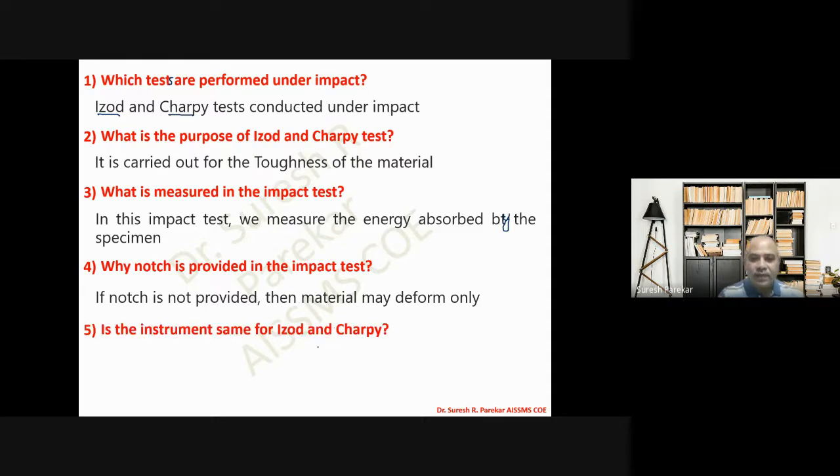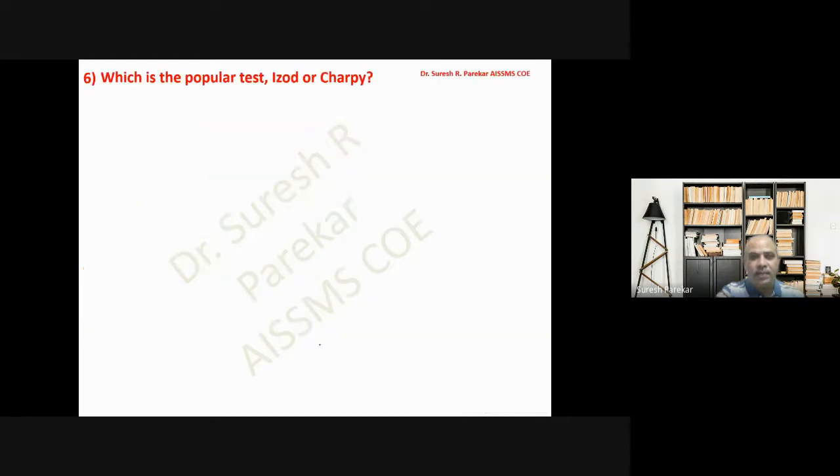Is the instrument the same for Izod and Charpy? Yes, we have the same instrument for Izod and Charpy. Which is the popular test, Izod or Charpy? The Charpy test is the popular one because the specimen can be easily prepared in the case of Charpy.